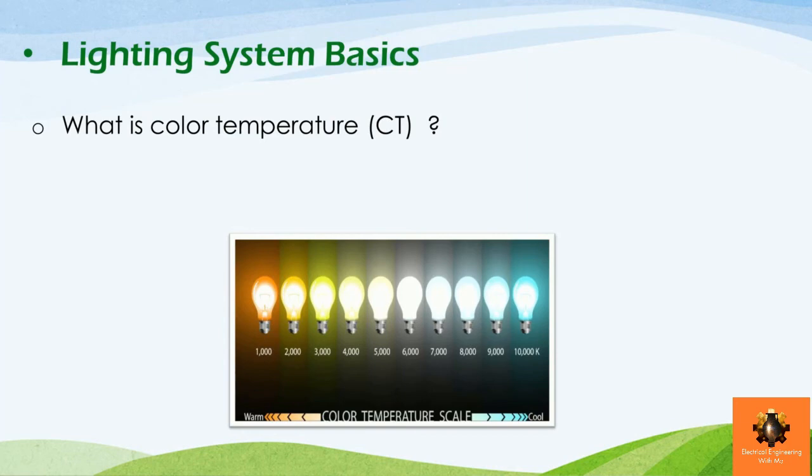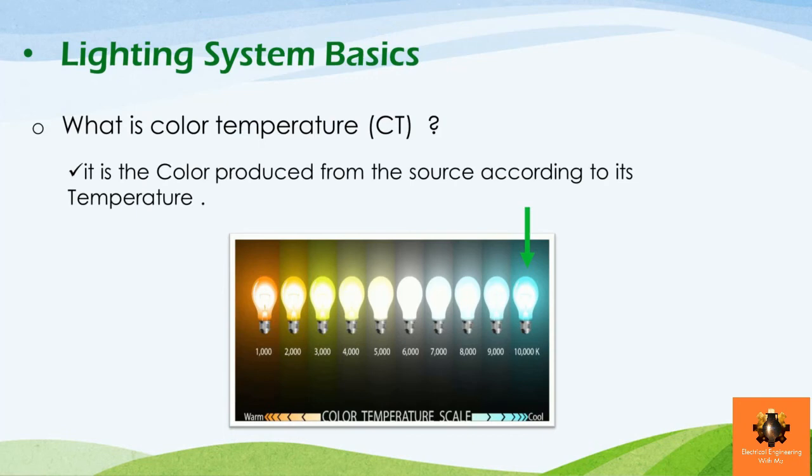So when the temperature of the light output is 1000 Kelvin, for example, the color produced will be red, while when the temperature is, for example, 4000 Kelvin, the color output will be yellow. And when the temperature increases to 10000 Kelvin, the color output of the light will be blue, and so on. So according to the temperature of the light, the color output will change. So we can say that the color temperature is the color produced from the light source according to its temperature.